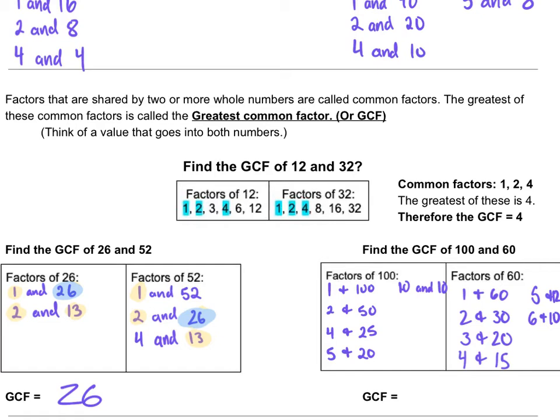So let's highlight the common factors. 1 and 1, 2 and 2, 5 and 5, 4 and 4, 10 and 10, 20 and 20. I think that's all that they have in common. So if you're looking for the GCF, the greatest one of these, 20 and 20. So 20 is our GCF.